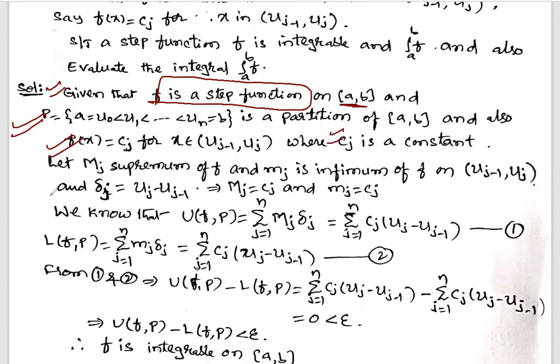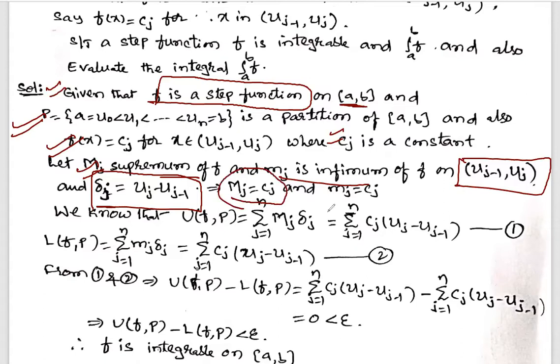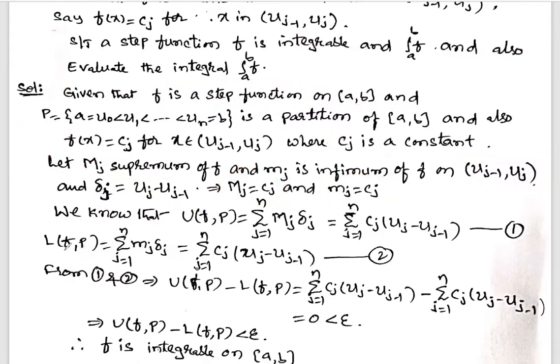And obviously we will be defining supremum of f and infimum of f. So what is the interval? u_{j-1}, u_j. So what is the length of the interval, delta j? So capital M_j is equal to c_j and small m_j is also equal to c_j.